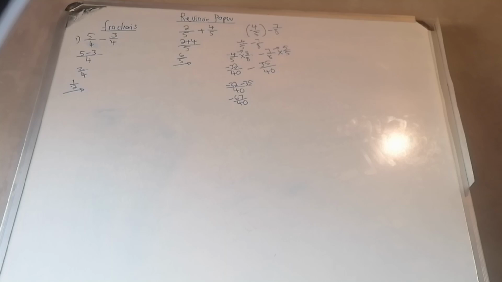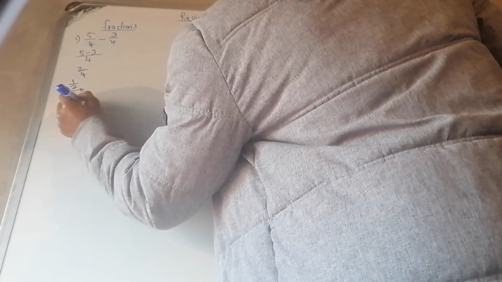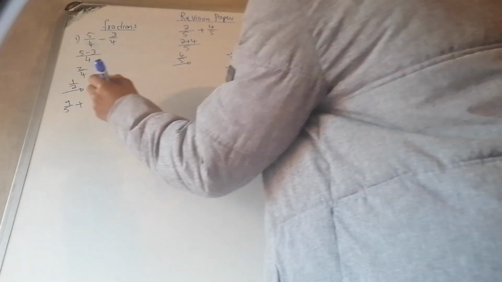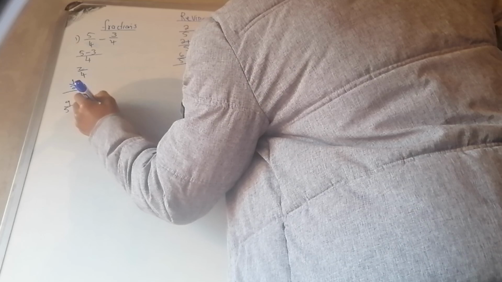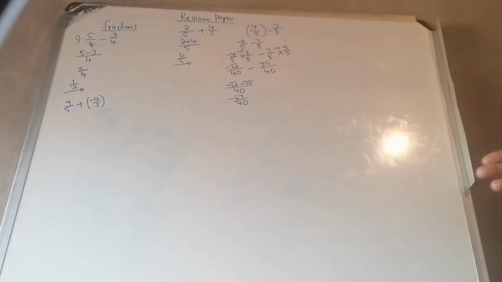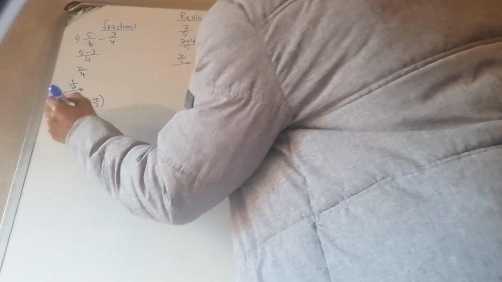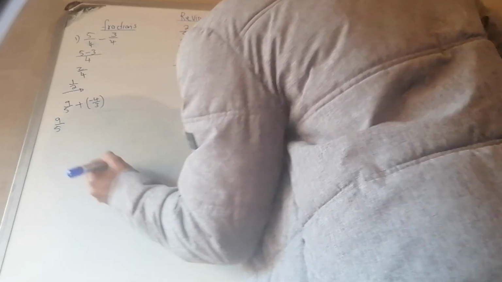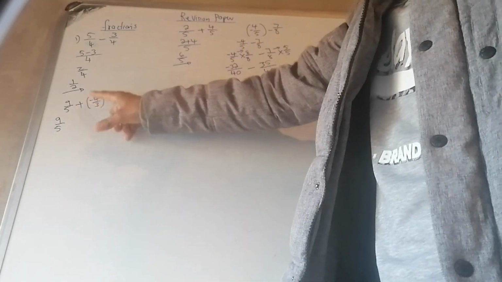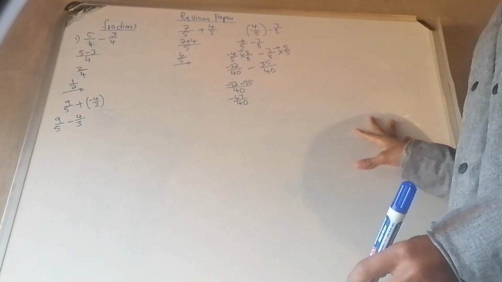Okay, and then lastly, something like this. 9 over 5 plus negative 4 over 3. They want you to simplify that. Now, 9 over 5, a positive times a negative, and we will find negative 4 over 3.